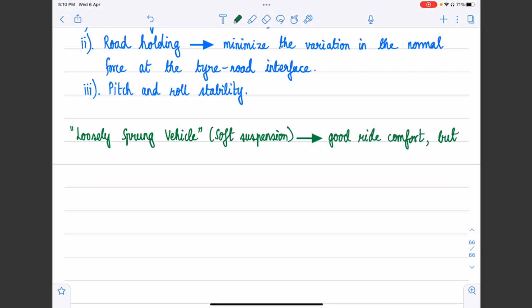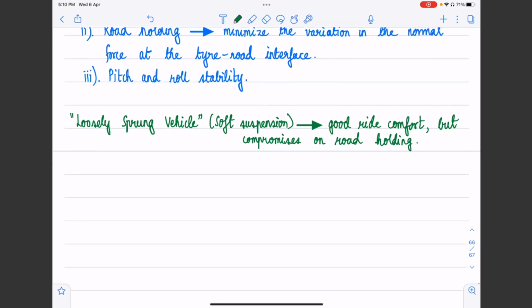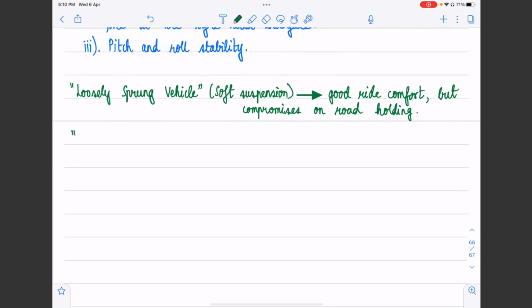Okay, so the contact at the tire road interface is going to see variations, right? So the moment we use a soft suspension. A loosely sprung vehicle that has a soft suspension provides good ride comfort, but then compromises on road holding. Okay, so that is as far as a loosely sprung vehicle is concerned. On the other hand, we also have what is called a tightly sprung vehicle. So what does a tightly sprung vehicle possess? Typically, a tightly sprung vehicle has a hard suspension.